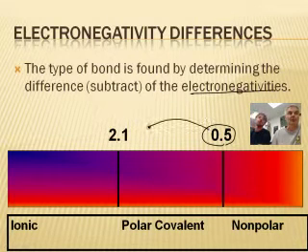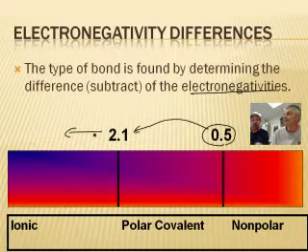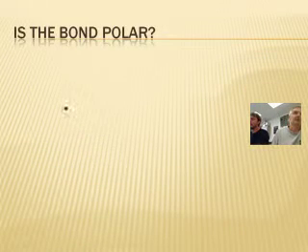If it's between 0.5 and 2.1, and this is sort of an ish number, it's kind of squishy, flexible. And if you get above 2.1, it becomes so polar that instead of sharing, it takes it. It becomes ionic. So let's just do some examples.